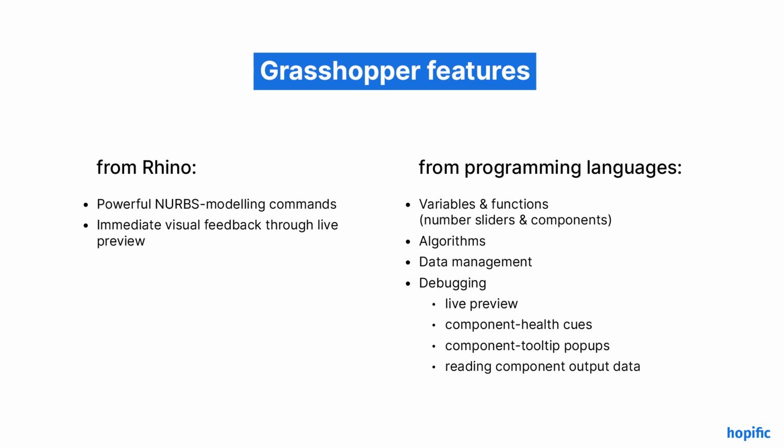We also get visual cues on the health of individual components. When a component is gray, everything is fine. When it's orange, one or more inputs are missing. And when a component turns red, it means something is wrong with our input data and the component failed. In addition, tooltip pop-ups when hovering over the component inputs and outputs give us additional information on what's going on. We'll also learn about special components that allow us to read the output of components to understand if the data is being processed correctly.